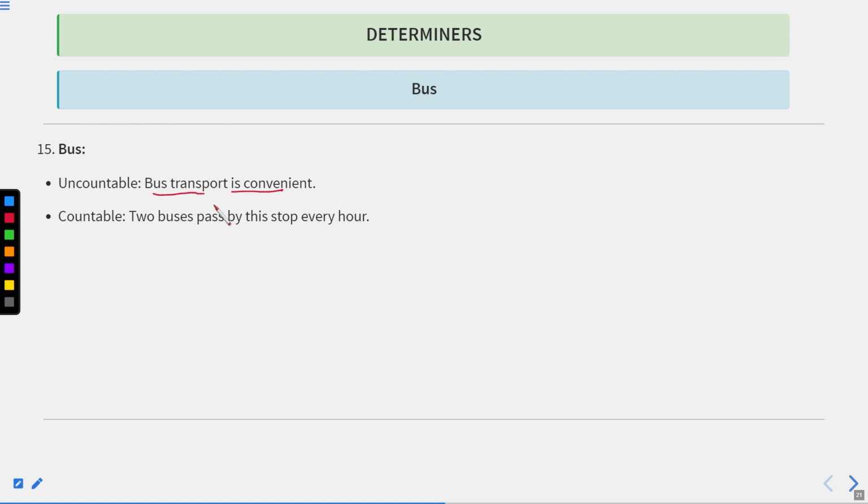Bus transport is convenient. Now here we are not talking about the bus, we are talking about the mode of transport. Whereas if we use bus in countable figures, two buses pass by this shop every hour. Buses. So here we can count these buses.